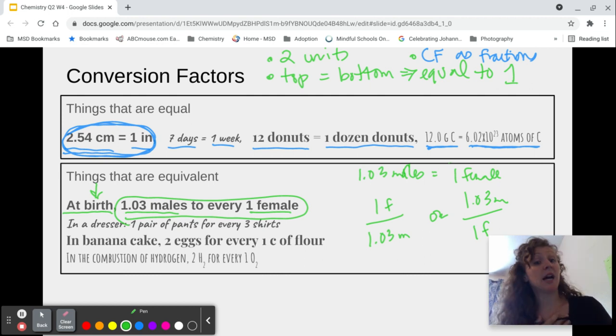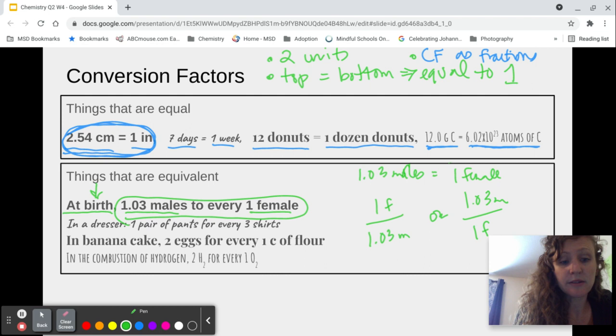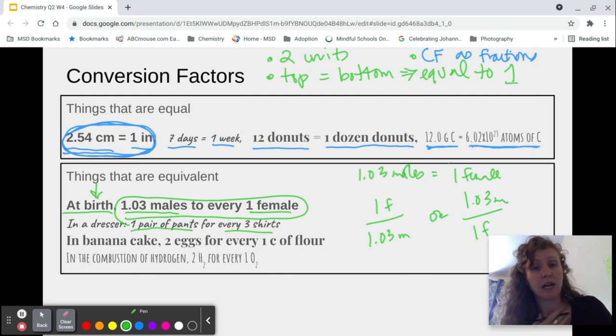Same thing in my dresser, one pair of pants. I have one pair of pants for every 3 shirts. That's a ratio that's true for my dresser. So if you're dealing with conversion problems specific to my dresser, you could use that as a conversion factor. But that ratio might not be true for your dresser, right? So that ratio is equivalent as long as you're talking about the same context, my dresser. Once you switch context and talk about someone else's dresser, the equivalent statement might not be true anymore.